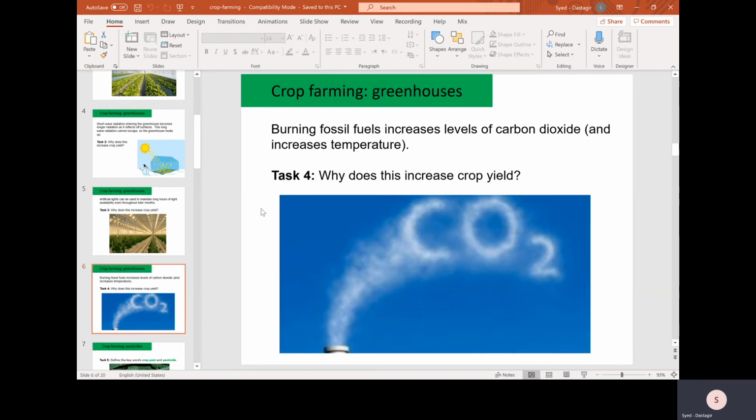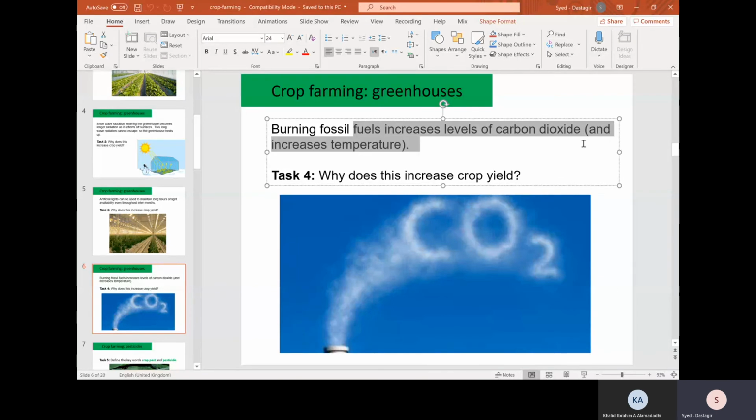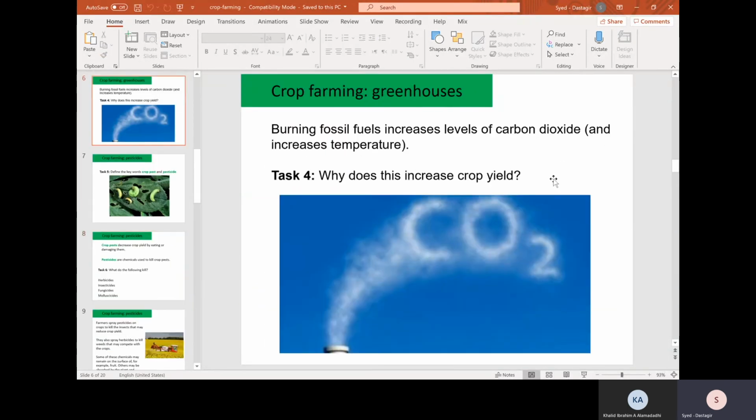The next one, burning fossil fuels increases levels of carbon dioxide. Now, like I mentioned, as long as you know the photosynthesis reaction, this will make sense to you. It's a fact of photosynthesis.